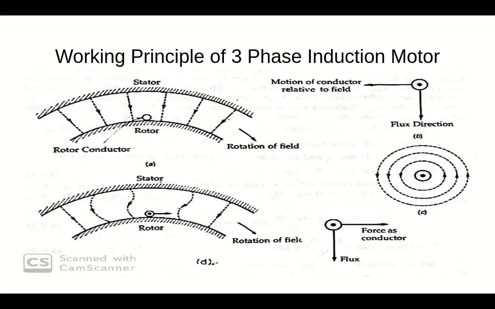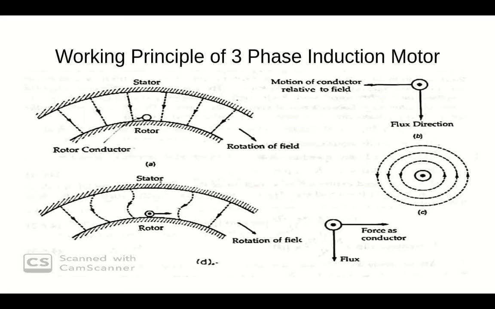If the rotation of the magnetic field is clockwise, as you can see here, then a magnetic field moving clockwise has the same effect as a conductor moving anti-clockwise in a stationary field. This is represented by Faraday's law of electromagnetic induction. A voltage will be induced in the conductor. Since the rotor circuit is completed either through the end rings or an external resistance, the induced voltage causes current to flow in the rotor conductor, as we had discussed in previous lectures.